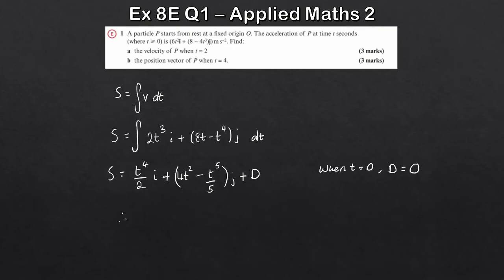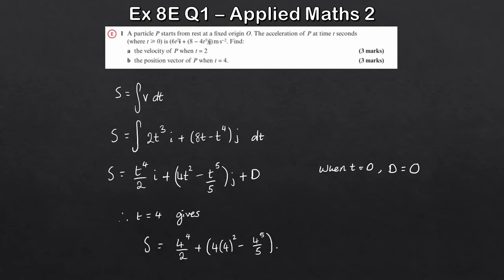So therefore, t equals 4 gives s equals, so that's 4 to the 4 over 2. So what I'm going to do is I'm just going to write everything in full, and then we'll write the answer down. 4 to the 4 over 2 plus 4 times 4 squared, minus 4 to the 5 over 5.